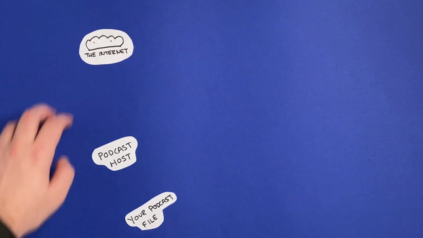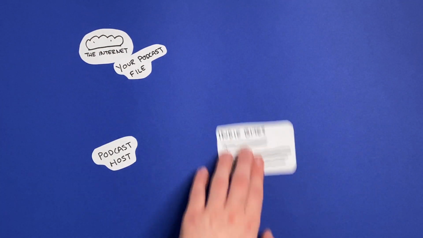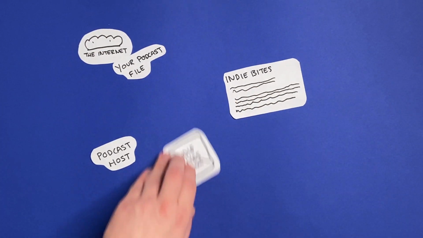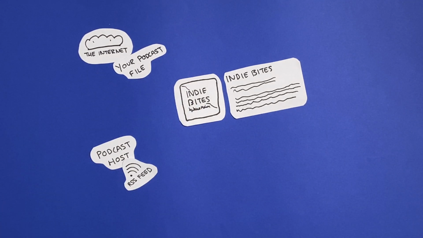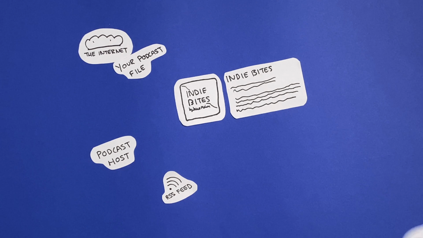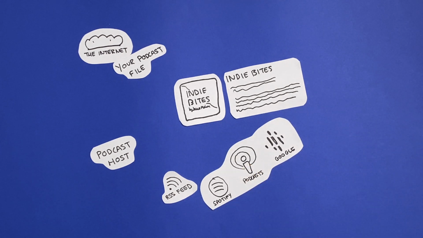The first piece to your podcast submission puzzle is choosing a host. The podcast host takes your podcast file and uploads it and stores it on the internet, and then allows you to add your description, show notes, and podcast art. Your podcast host creates an RSS feed and then sends that feed to the podcast directories. I'll tell you more about that later on in the video. Once you're set up with your podcast host and your podcast is submitted to the directories, you won't have to worry about this again. Each episode you post will automatically go live.